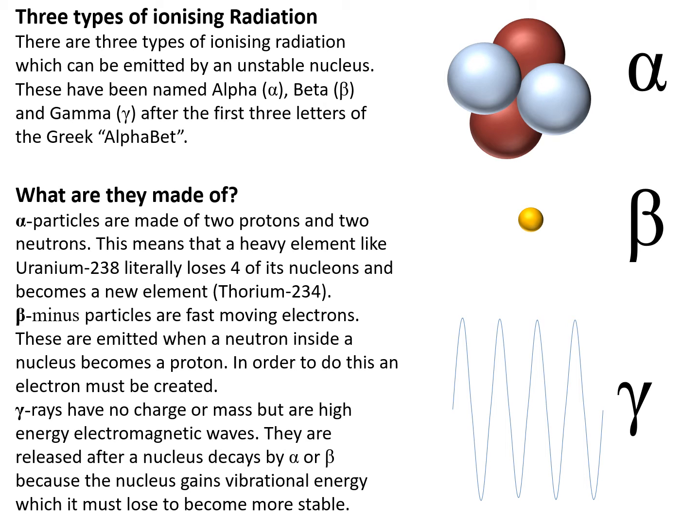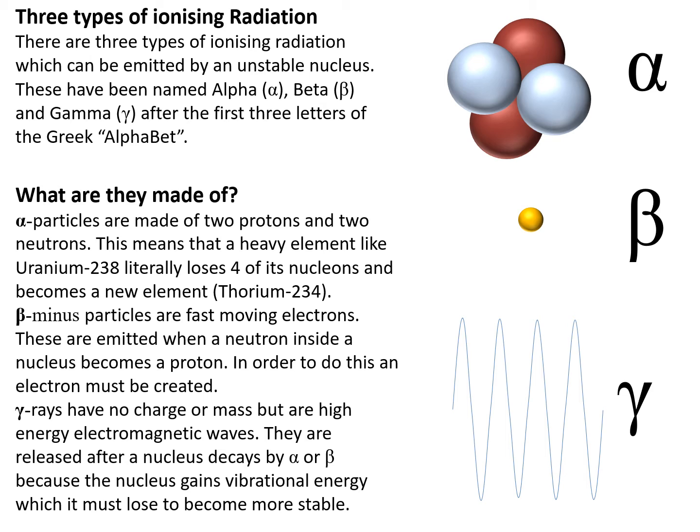So what are they made of? An alpha particle is made of 2 protons and 2 neutrons. Essentially, it is the same as a helium nucleus. So this means that a heavy element like uranium-238 literally loses 4 of its nucleons in one go and becomes a new element, thorium-234. So rather than just emitting a proton on its own or a neutron on its own, one of the most common types of ionizing radiation is to release all 4 in this big chunk.